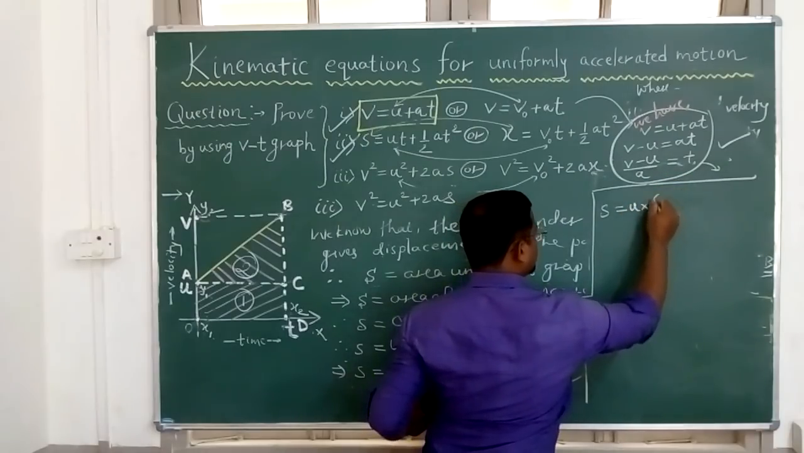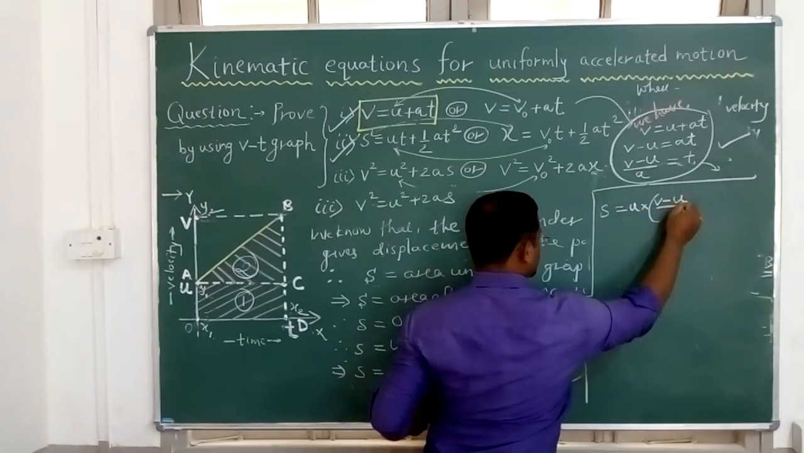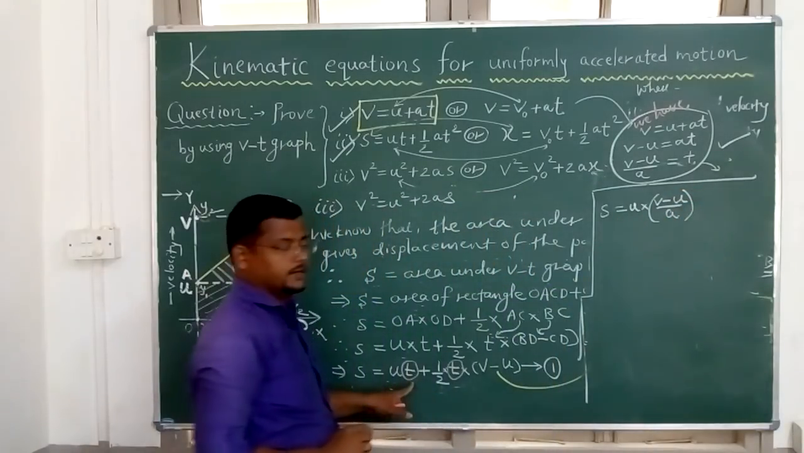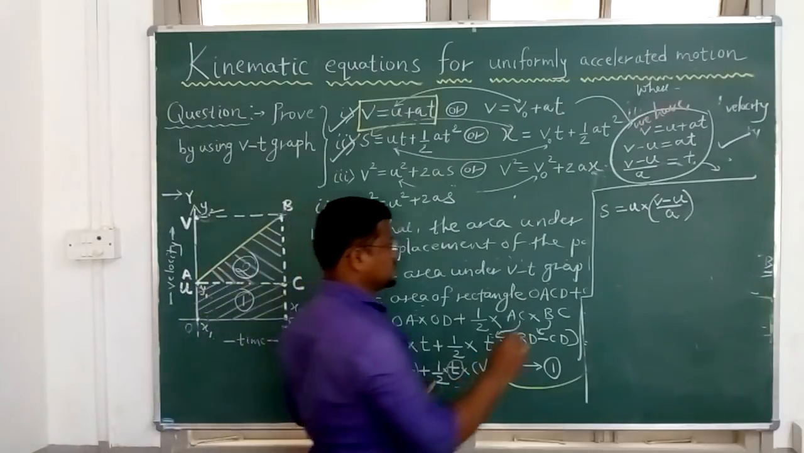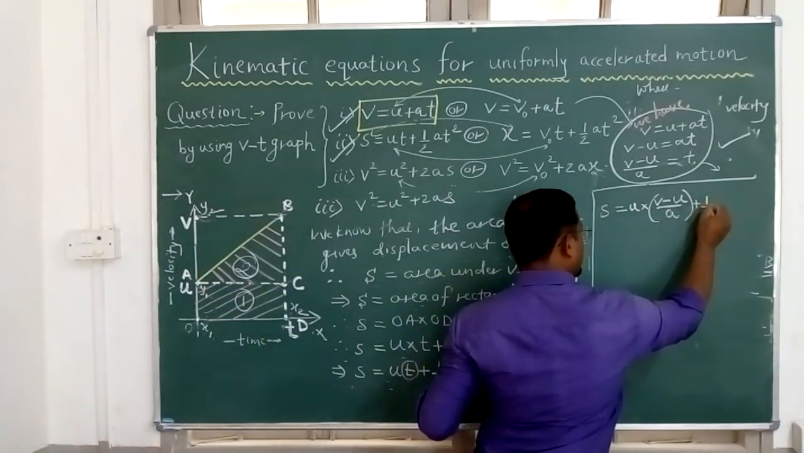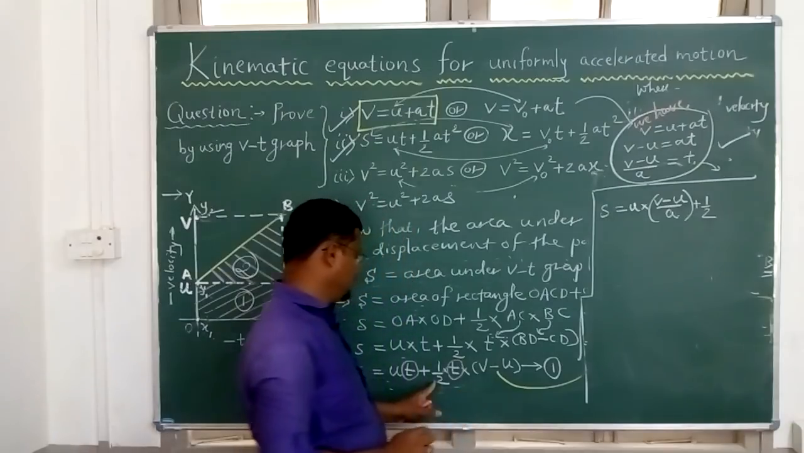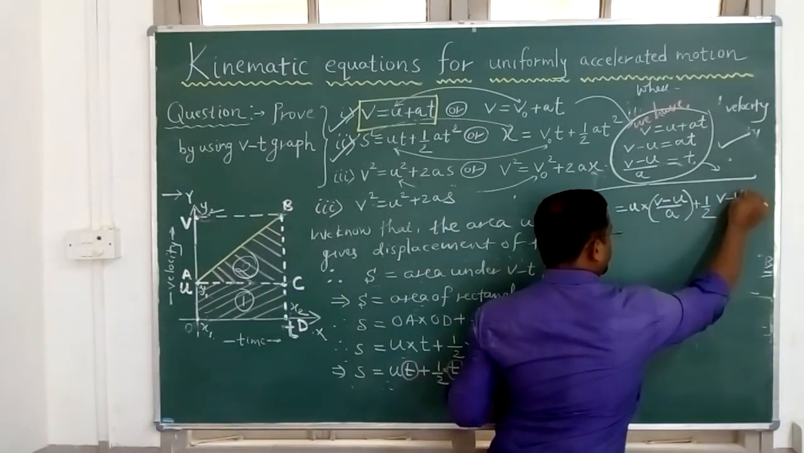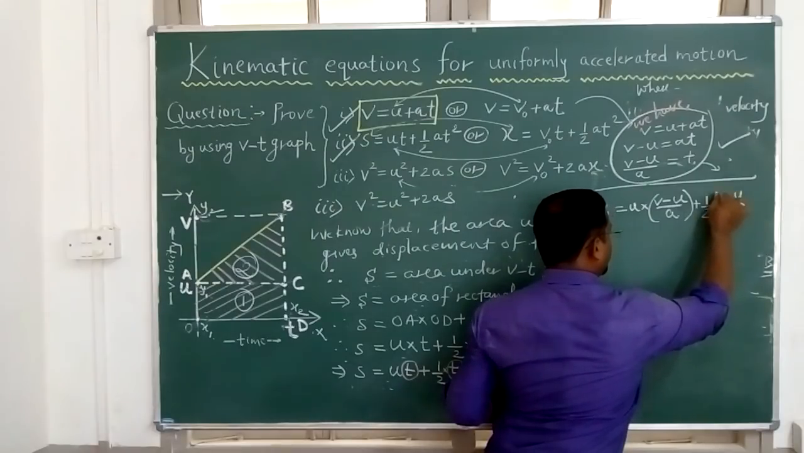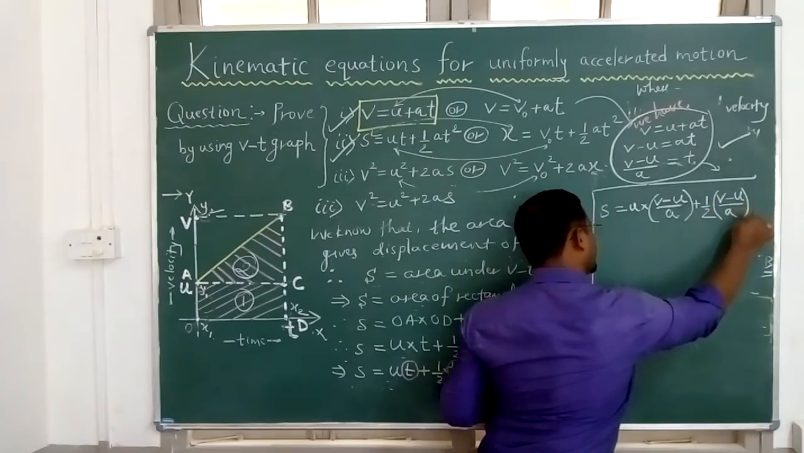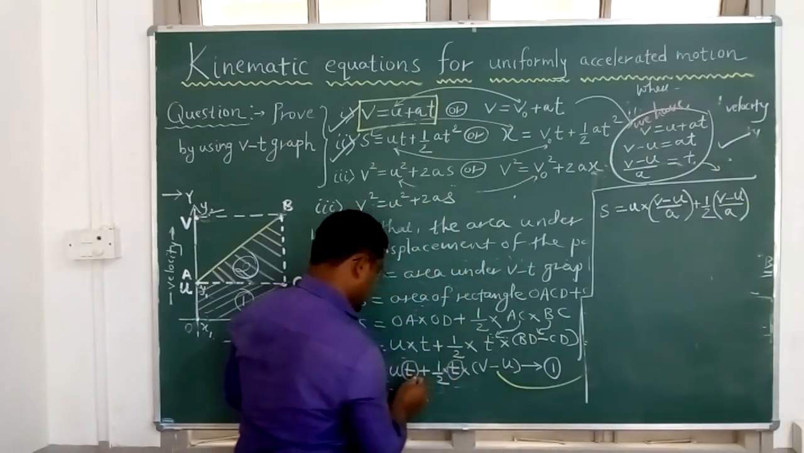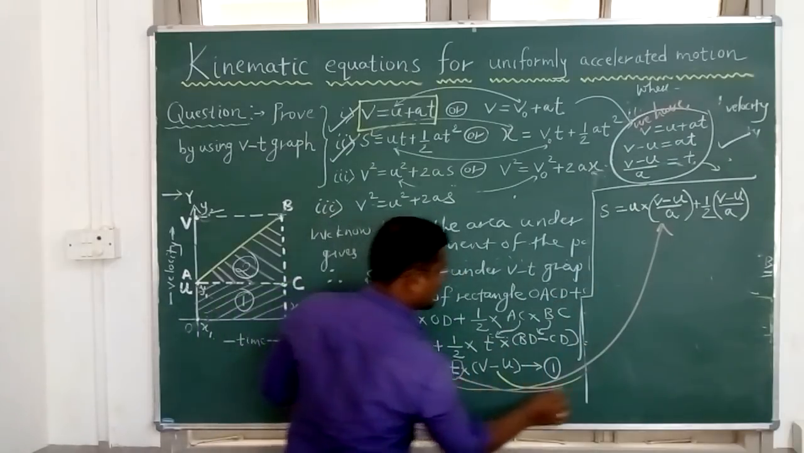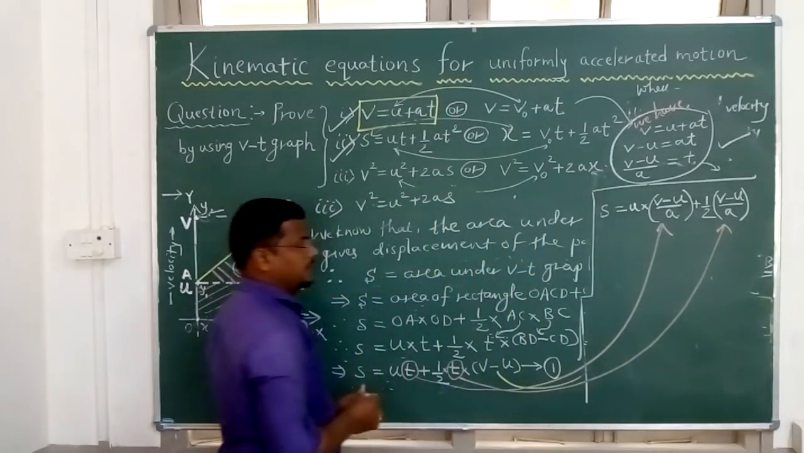And what is T here? T is nothing but (V minus U) divided by A. I hope it is correct. Plus half into T. And what is T here? T is nothing but again (V minus U) divided by A. These are the replacements for time. You can see this also for the time replacement.